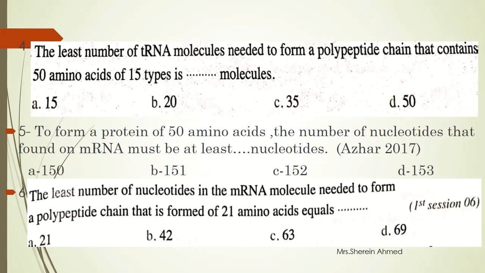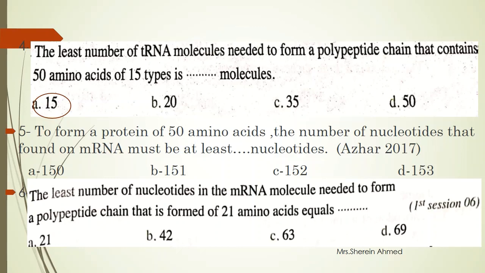Question number 4. The least number of tRNA molecules needed to form a polypeptide chain that contains 50 amino acids of 15 types is... you know that we can count the number of molecules of tRNA according to the number of types, not the number of amino acids in case of repetition. So the answer is, of course, 15.